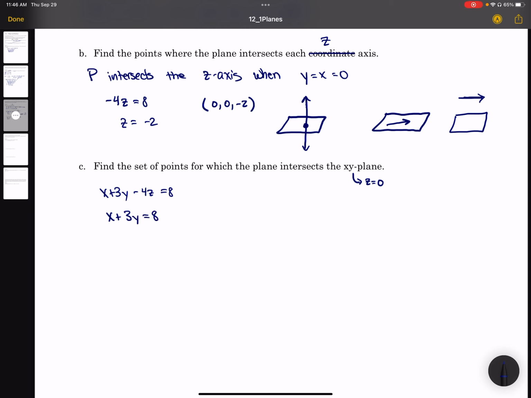Now we know this is a line. If we write it in the slope-intercept form that we're used to, we would get y equals 8 minus x divided by 3, or if you're so inclined, negative 1/3 x plus 8/3. So that's the intersection of the plane with the xy plane. It's the line y equals negative 1/3 x plus 8/3.